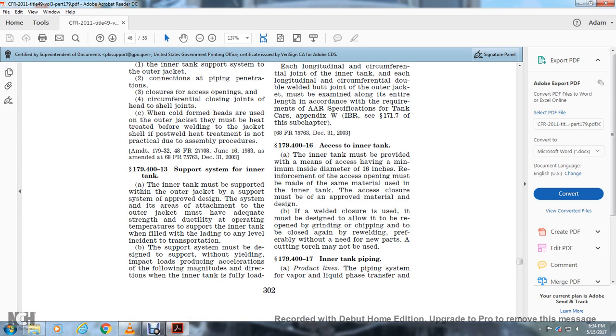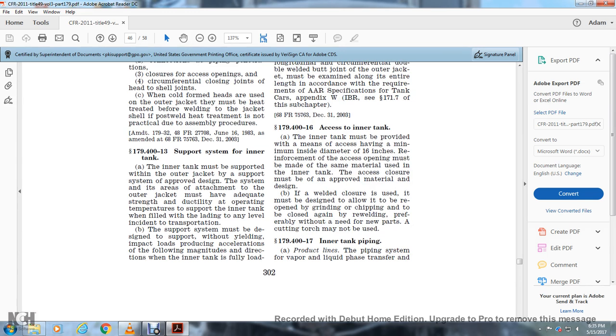179.416, access to the inner tank. The inner tank must be provided with a means of access having a minimum inside diameter of 16 inches. The reinforcement of the access opening must be made with the same material used for the inner tank. The access closure must be approved, with the material for the design. If a welded closure is used, it must be designed to allow it to be reopened. The grinding or chipping of the weld must be designed for rewelding, preferably without a need for new parts, and a cutting torch may not be used.